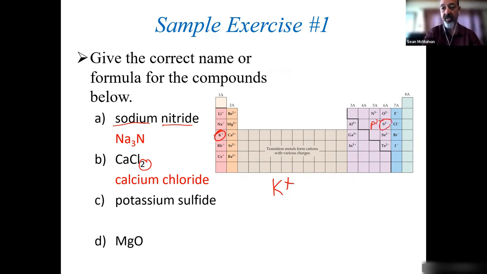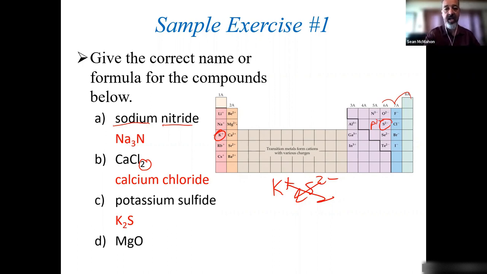Sulfide, it's a 2-. Why? It's a group 6A non-metal, 1, 2. So how many potassiums per sulfide do I need to make this neutral? Well, you can just crisscross. K2S.